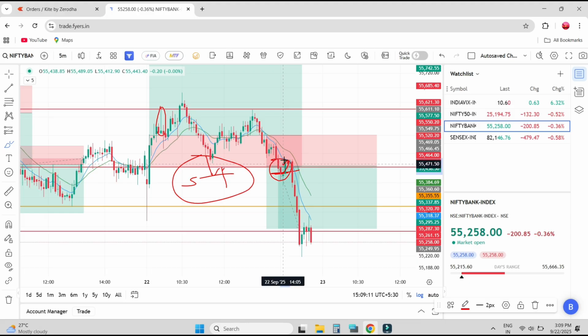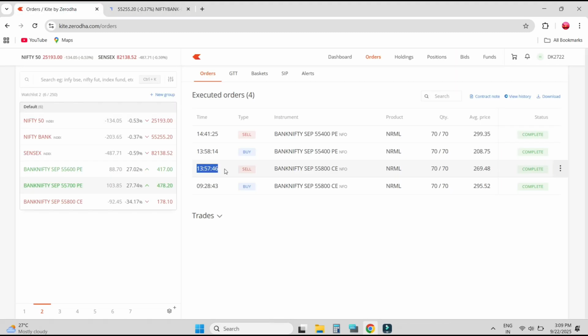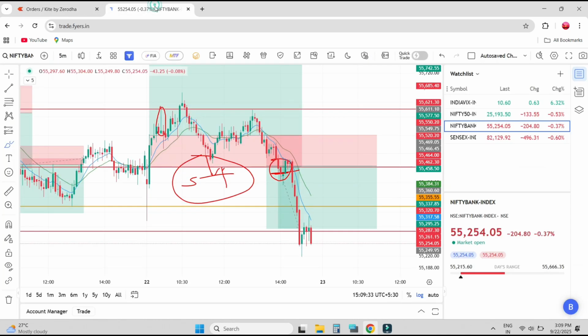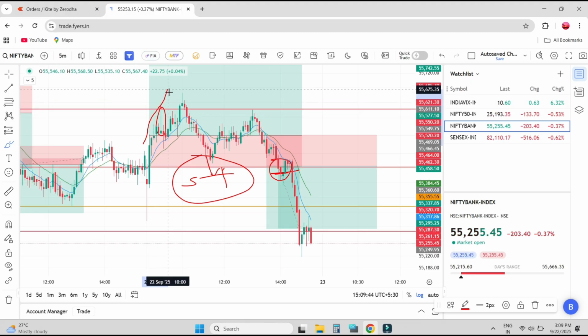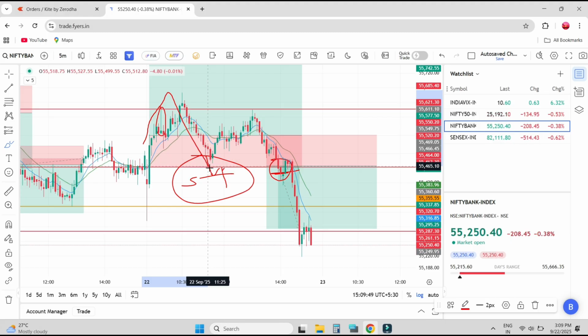I was waiting for the retest, and I could have taken it, but I did not wait for the retest. Immediately I took it. See the timings: at 13:58 I entered into put, and at 13:57 I closed my previous call position below that line, somewhere around 208 price level. After that, see the movement of the price. In the morning I was waiting for it to hit my target, but it reversed.